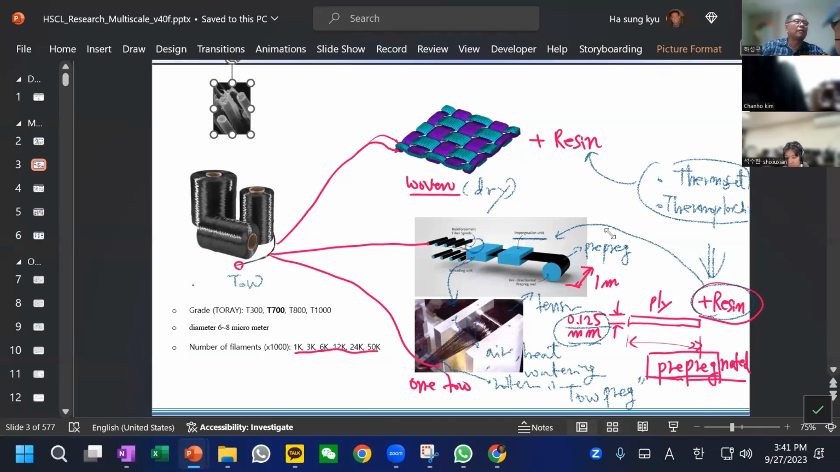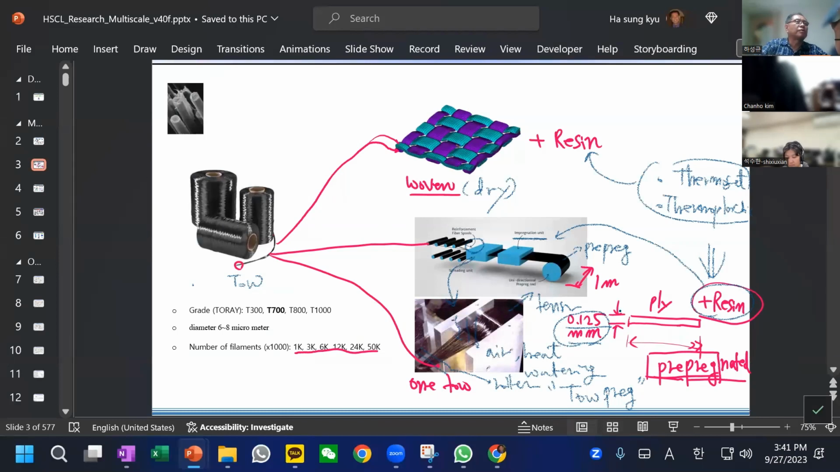So it's better to start here. This is the one carbon filament times whatever number of filaments, and goes here. And this diameter, as mentioned here, can be 6 to 8 micrometers. You may wonder now, as a prepreg level, we have 0.125. I would like to count.